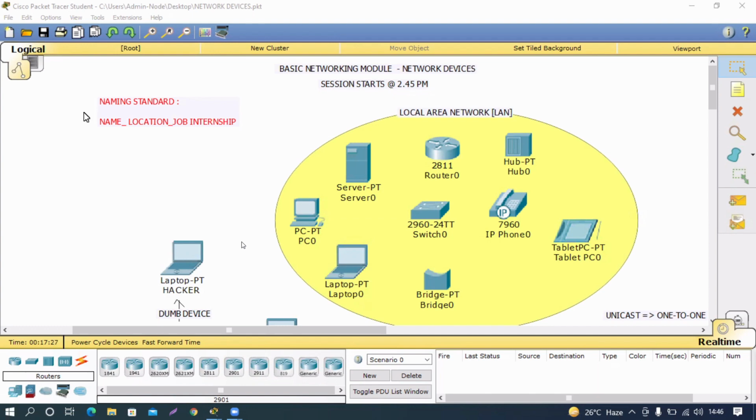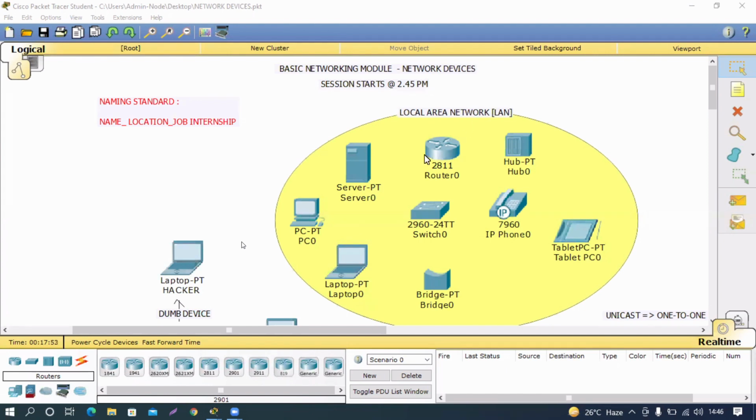Okay, very good. So what are the upper layers? Application, presentation, and session layer. These are also known as software layers. And the lower layers? Transport, network, data link, and physical layer.